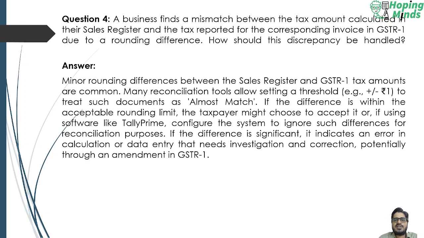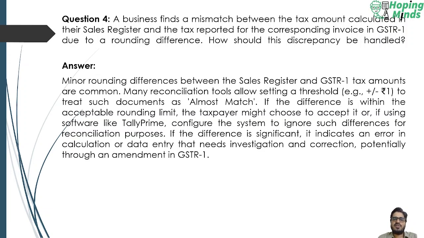Next, a business finds a mismatch between the tax amount calculated in the sales register and the tax reported for the corresponding invoice in GSTR 1 due to a rounding difference. How should this discrepancy be handled? Minor rounding differences between the sales register and GSTR 1 tax amounts are common. Many reconciliation tools allow setting a threshold, that is plus minus ₹1, to treat such documents as almost matched.